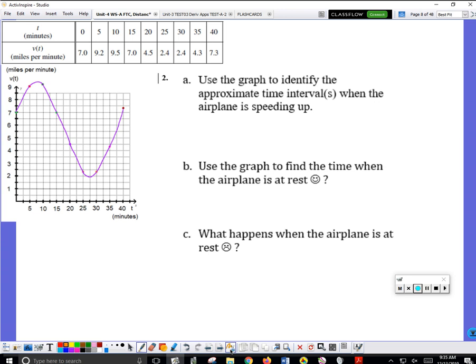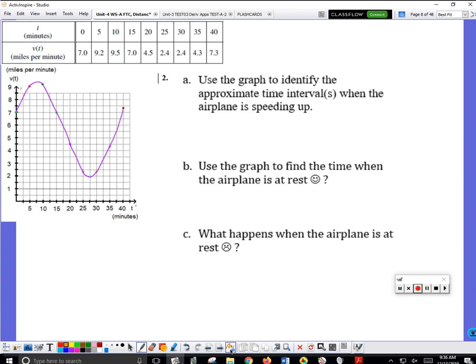So the fact that the velocity is positive goes back to what they mean. Velocity is the rate at which position changes. So this is saying your position is going to change 7 miles every minute. So are you moving? If your position is changing by 7 miles every minute, are you moving to the right or to the left? Good. Now we want to know whether we're speeding up or slowing down.